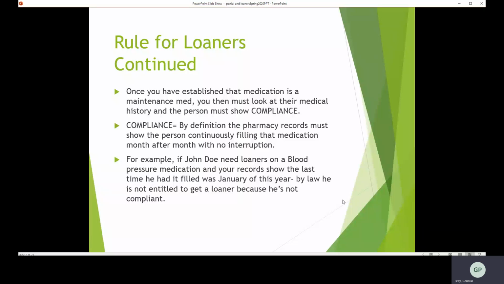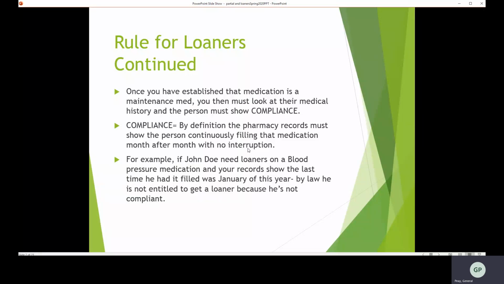This is probably the more important of the two. Once you have established that the medication is a maintenance med, you must then look at their medical history by looking at their profile in the computer, and the person must show compliance. Compliance, by definition, means the pharmacy records must show that the person is continuously filling that medication month after month with no interruption. So if a person is compliant, you should see that they're taking their medication month after month, getting refills.